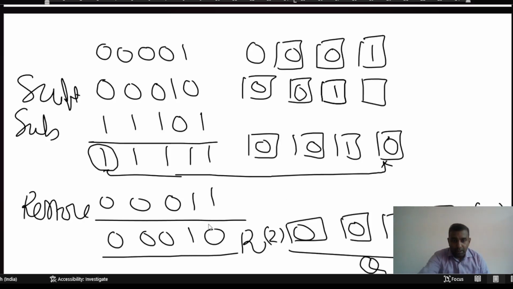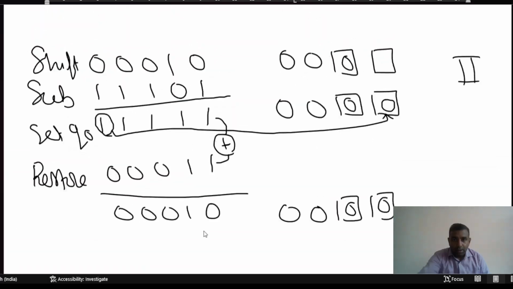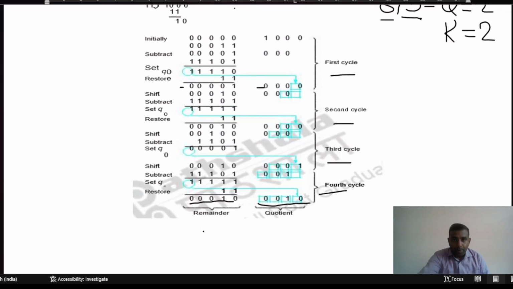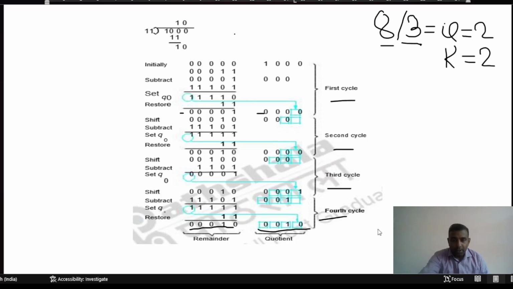So you can see the result. This is the final operation. We can see here the quotient and the remainder both are 2, in the case of the problem 8 divided by 3. So this is the example of binary division using the restoring division algorithm. So this is about the binary restoring division algorithm. Thank you very much.